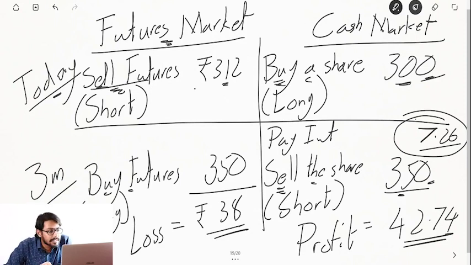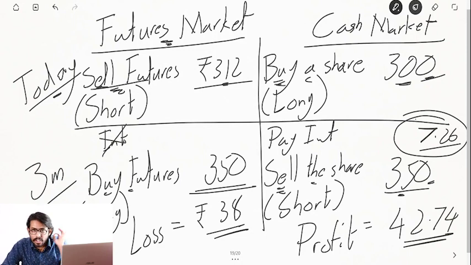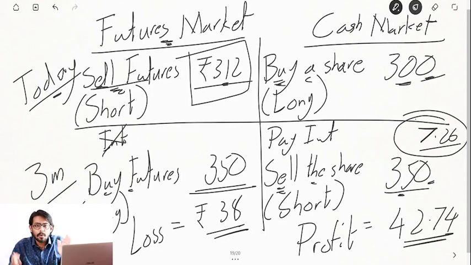Now, over here you are selling for 312 and you are buying for 350. What about the time value difference over here? Why is interest not considered over here? Interest is not considered because when you sell futures for 312, you are not receiving 312 rupees. It's only a contract. The cash settlement happens only on the due date. You sold for 312, you had to buy for 350, you are suffering a loss.